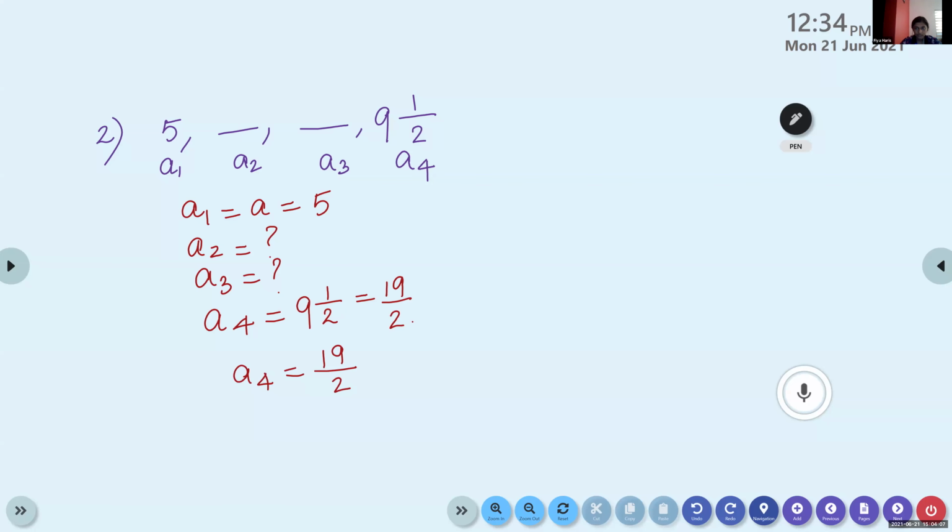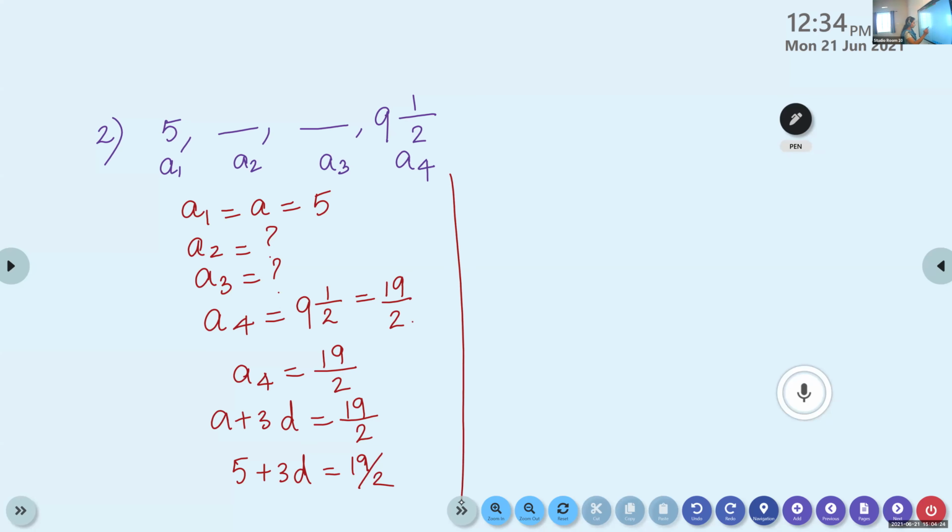A plus 3D is 19 by 2. The value of A is given, isn't it? A is given as 5. Substitute it. So 5 plus 3D is equal to 19 by 2. Therefore, 3D is equal to 19 by 2 minus 5.